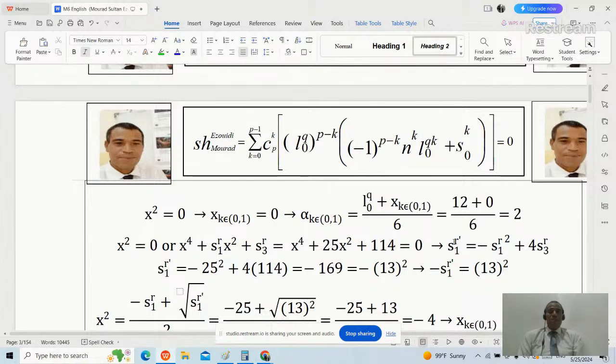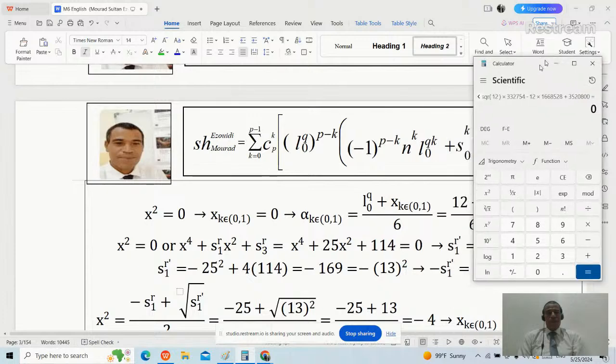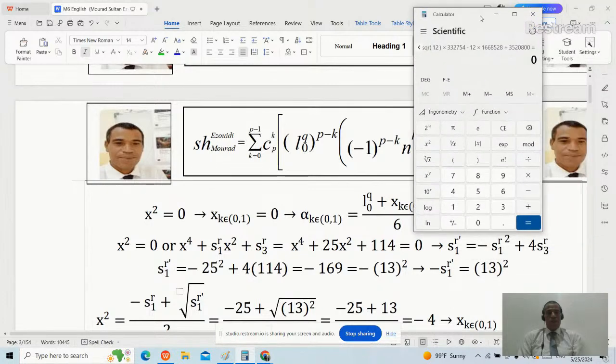Then the discriminant formula of Mr. Mourad Sultan Ezouidi, when n equals 4, it will be s1 of all the r dash equal negative s1 of all the r raised to the power 2 plus 4 times s3 of all the r. Just calculation to be negative. I will just use my calculator.